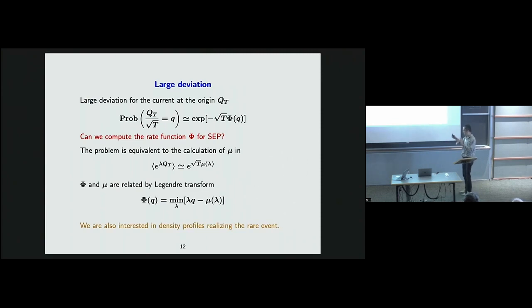So we are considering a kind of rare event, right? To realize such a rare event, the system should organize itself in a particular way. For example, the density profile should be different from the usual hydrodynamical behavior. And we are interested in what kind of density profile the system shows when this kind of rare event is realized, right? So these are the kinds of issues we are interested in.